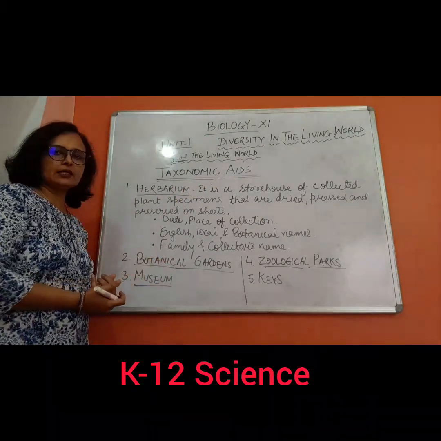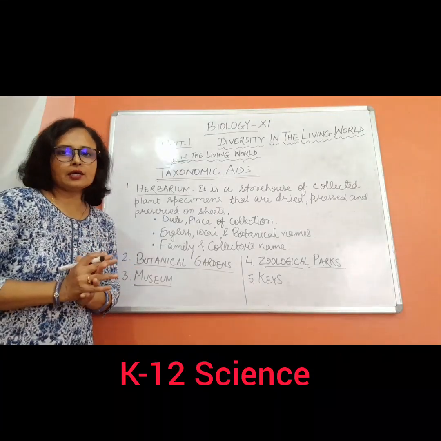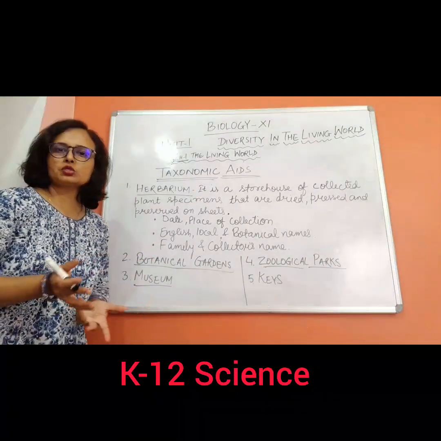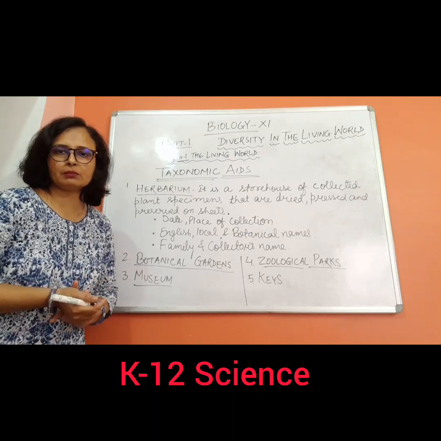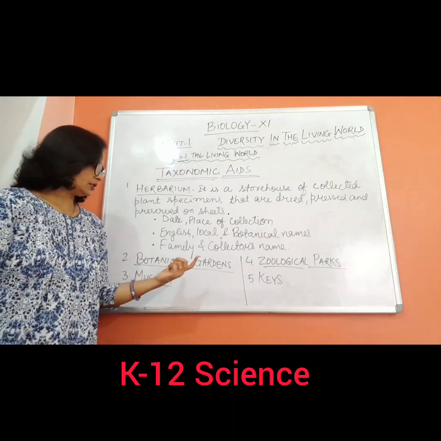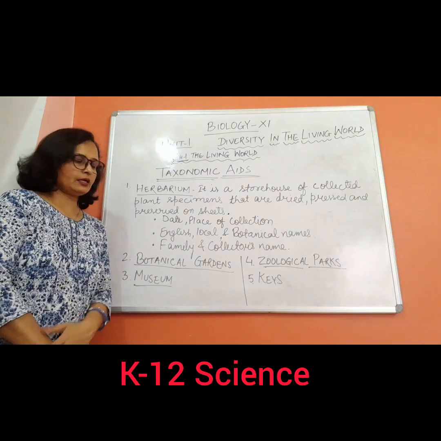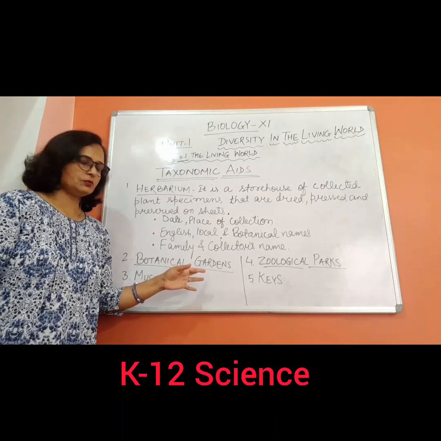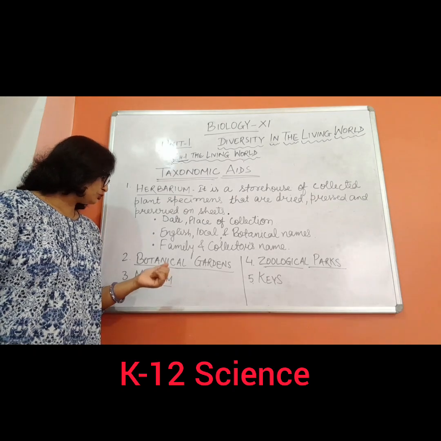Next is botanical gardens. You must have visited botanical gardens. There must be some botanical garden nearby your place, and in that botanical garden what is there? Of course lots of plants, different varieties and types of plants, flowering plants, non-flowering plants. And what is interesting, on those plants their scientific names are written, and family is usually written on the plant. And if we want to know about some particular plant, then we can visit and observe that particular plant in the botanical garden.